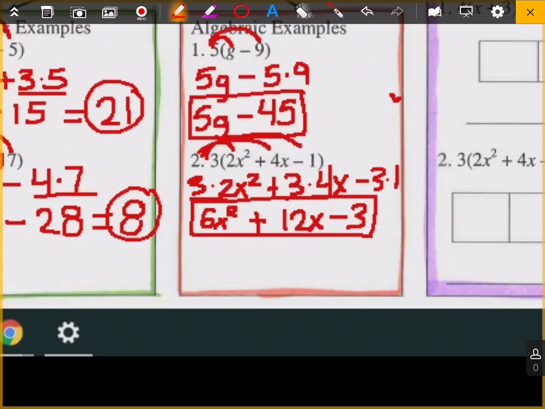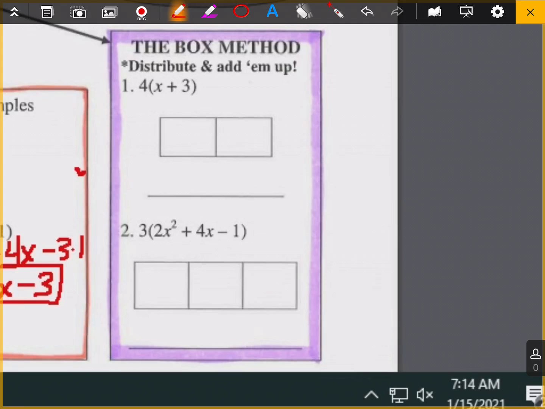There is another way to use a box in order to help do this. So what you would do is you would take what's in your parentheses and put it on top. So I'd put x above one box and 3 above another box. The 4, what I'm going to distribute, is going to be out front. So 4 times x is just 4x, and then 4 times 3 is 12. I'm going to rewrite this on the line, including the sign that they gave me in the parentheses, so it'd be 4x plus 12.